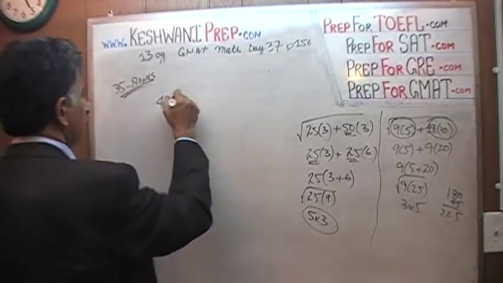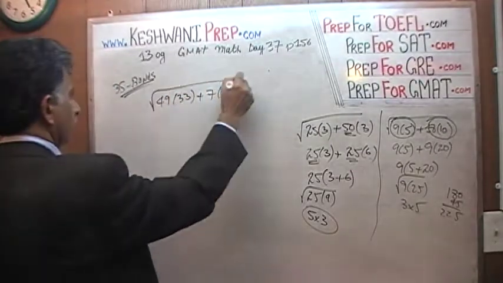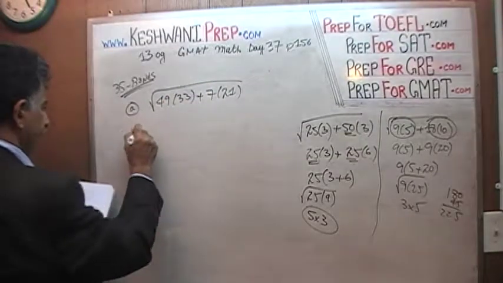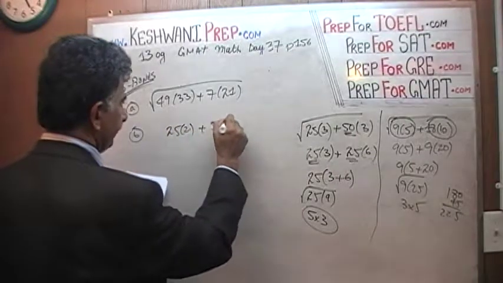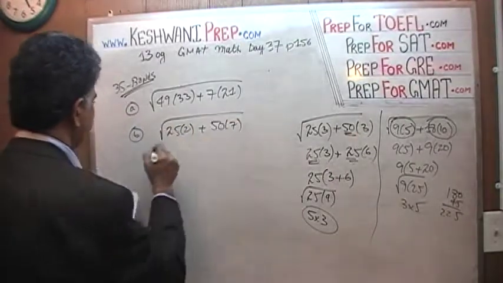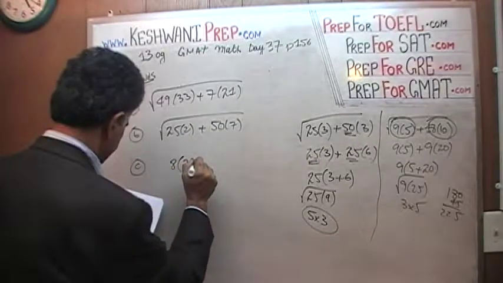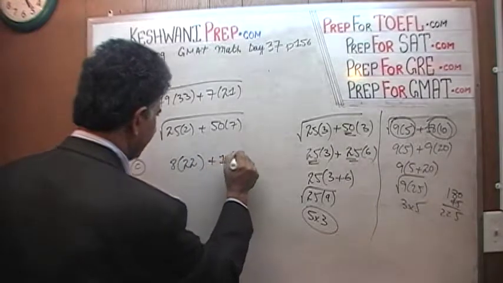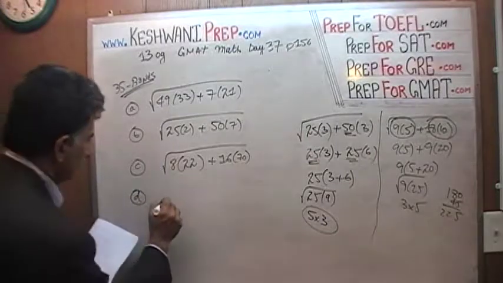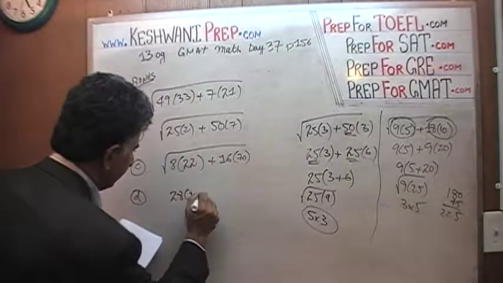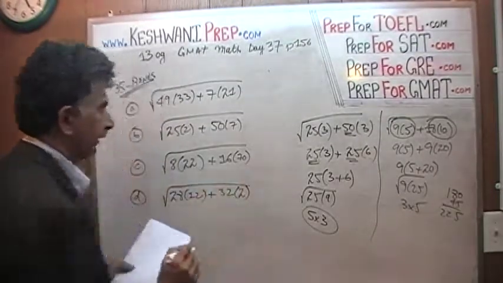49 times 33 plus 7 times 21, and of course the square root of it. Let's call it A. Number 2, B: 25 times 2 plus 50 times 7, square root of that. Number 3, C: 8 times 22 plus 16 times 70. And finally D, which is 28 times 12 plus 32 times 2, and the square root of that.